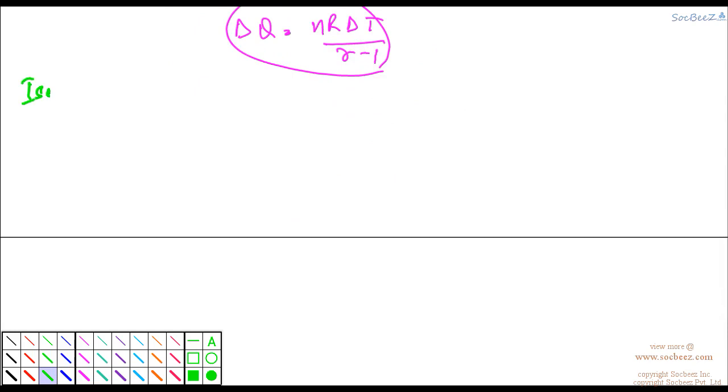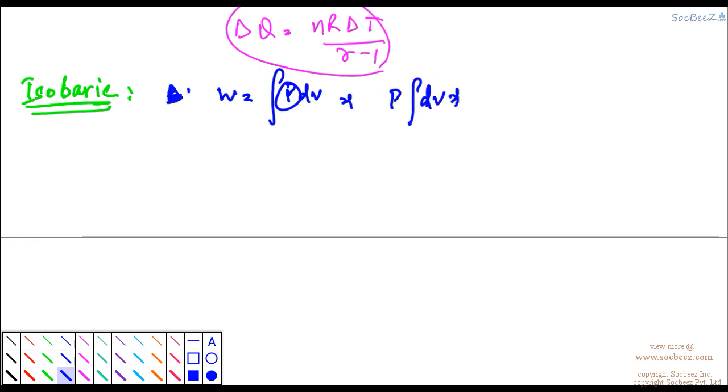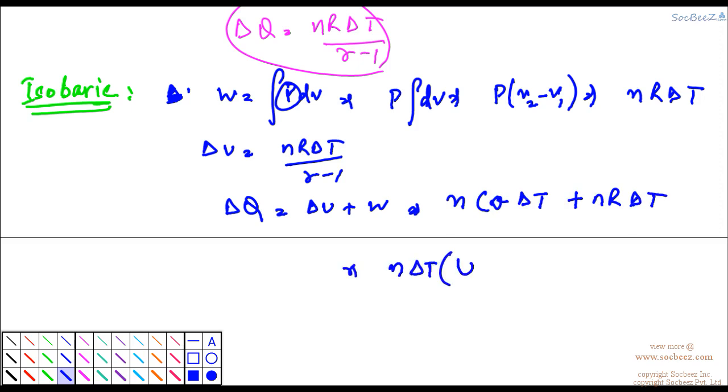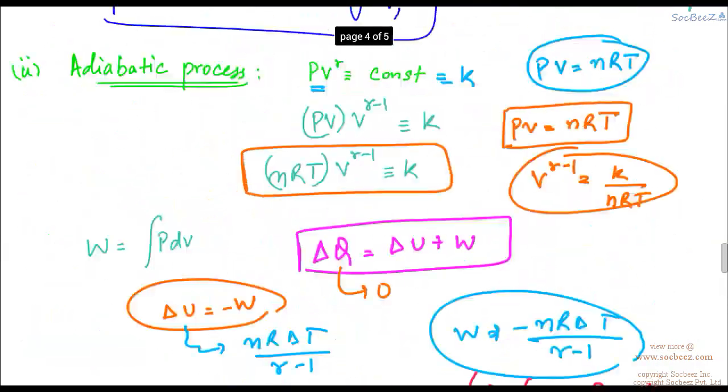Now let's try and do the last process, the isobaric process. For the isobaric process, we know that the work is given by the integral of P dV, and the pressure is constant, so we can take it out. Integral dV is nothing but P into V2 minus V1, which is nothing but nR delta T. And delta U, as we know, is nR delta T upon gamma minus 1. So delta Q is delta U plus work, which is nCV delta T plus nR delta T. We take n delta T as common, we get CV plus R, which is nothing but nCP delta T. And this is the total heat supplied in the isobaric process.